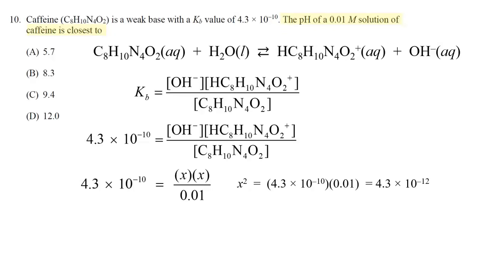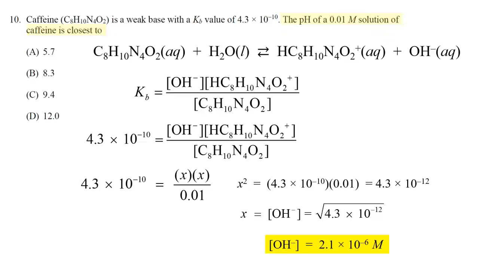So if that equals X squared, I'll take the square root of that number, and the square root of 4.3 times 10 to the negative 12 represents the value of X, which is the concentration of the hydroxide ion in this 0.01 molar solution of caffeine, the weak base. So when I take that square root, I get 2.1 times 10 to the negative 6 moles per liter. That is the concentration of the hydroxide ion.